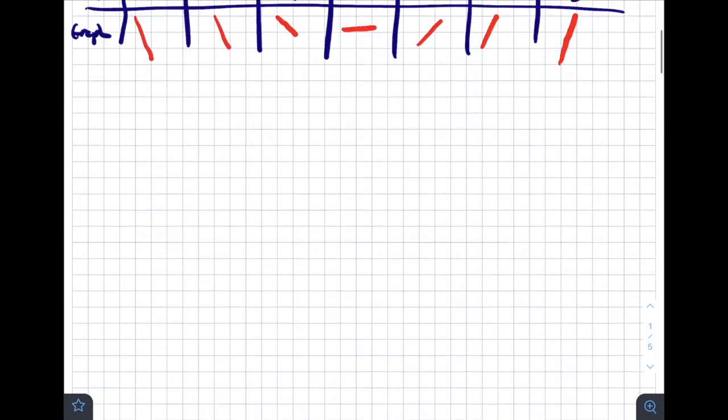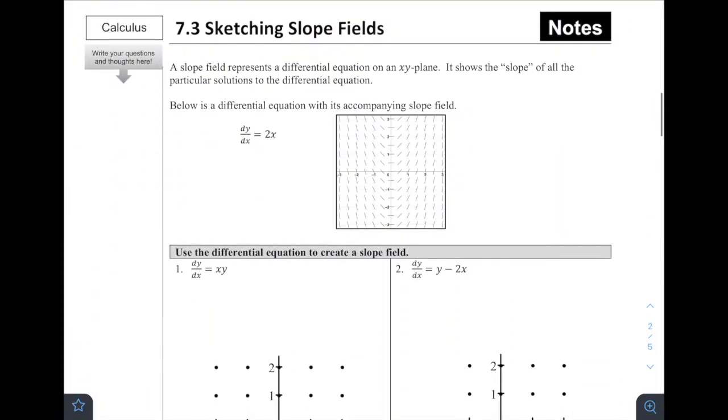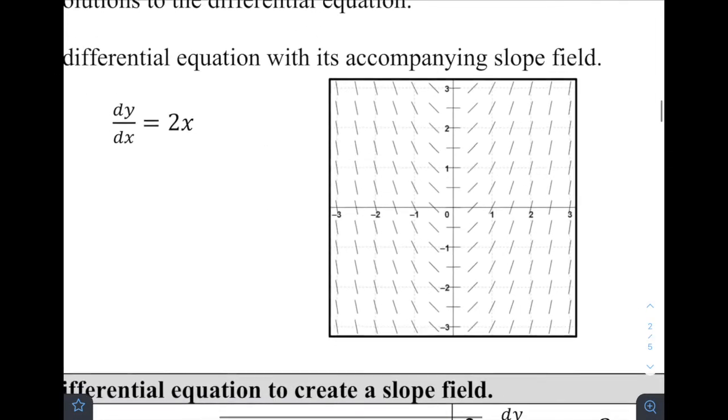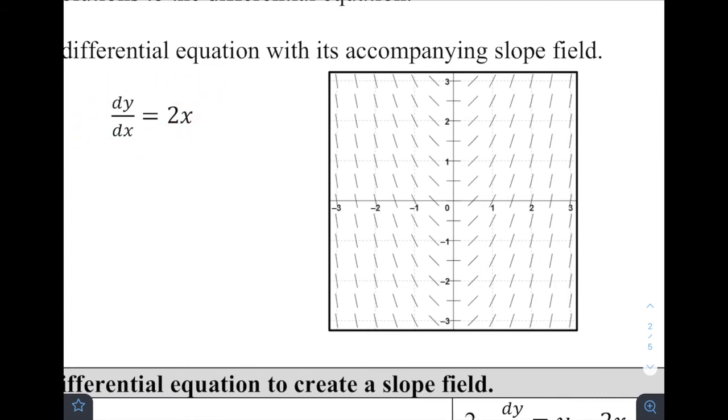So let's do that. Today's notes, 7.3, sketching slope fields. A slope field represents a differential equation on an xy plane. It shows the slope of all the particular solutions of the differential equation. Below is a differential equation with its accompanied slope field. dy/dx is equal to 2x. Now, what do I notice? We see that we've got this graph here, and we see that we've got this equation dy/dx is equal to 2x.